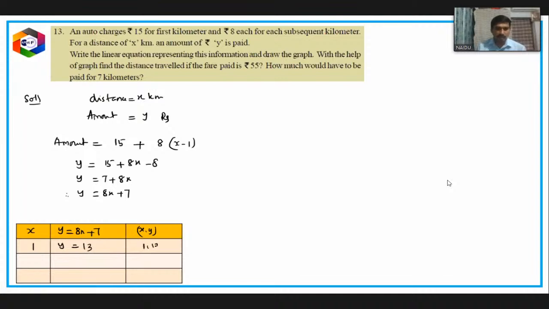So 1 comma 15. And x equals 2. Y is equal to 8 twos are 16. 16 plus 7, which is how much? 23.